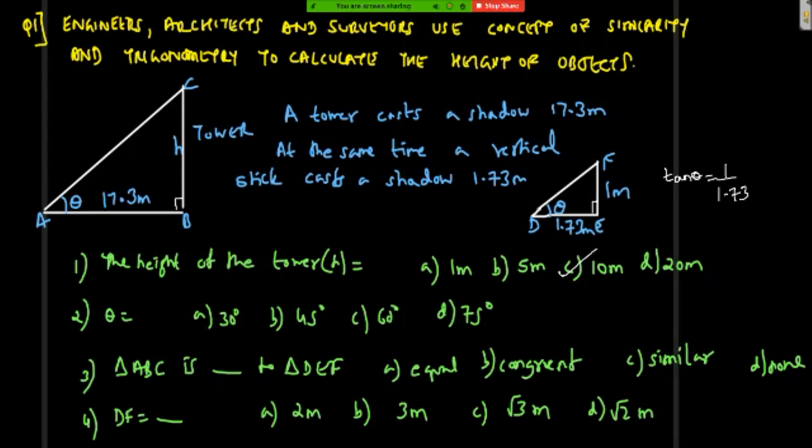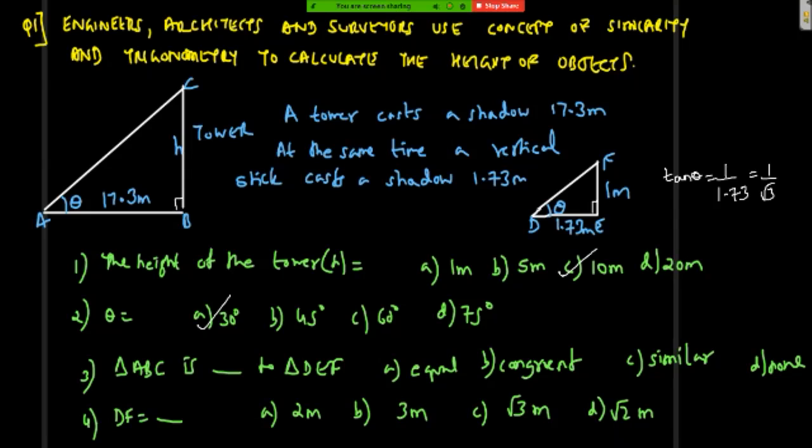Can anyone unmute and tell? Any student who is there? 1.73 is root 3, correct. So here you should know that 1.73 is root 3. Yes, root 3. So tan theta is 1 by root 3. So what is the value of theta? Theta is going to be 30 degrees, isn't it? So this is a thing that you have to remember, that root 3 is 1.73. So this is going to be 30. So we've got the theta here.